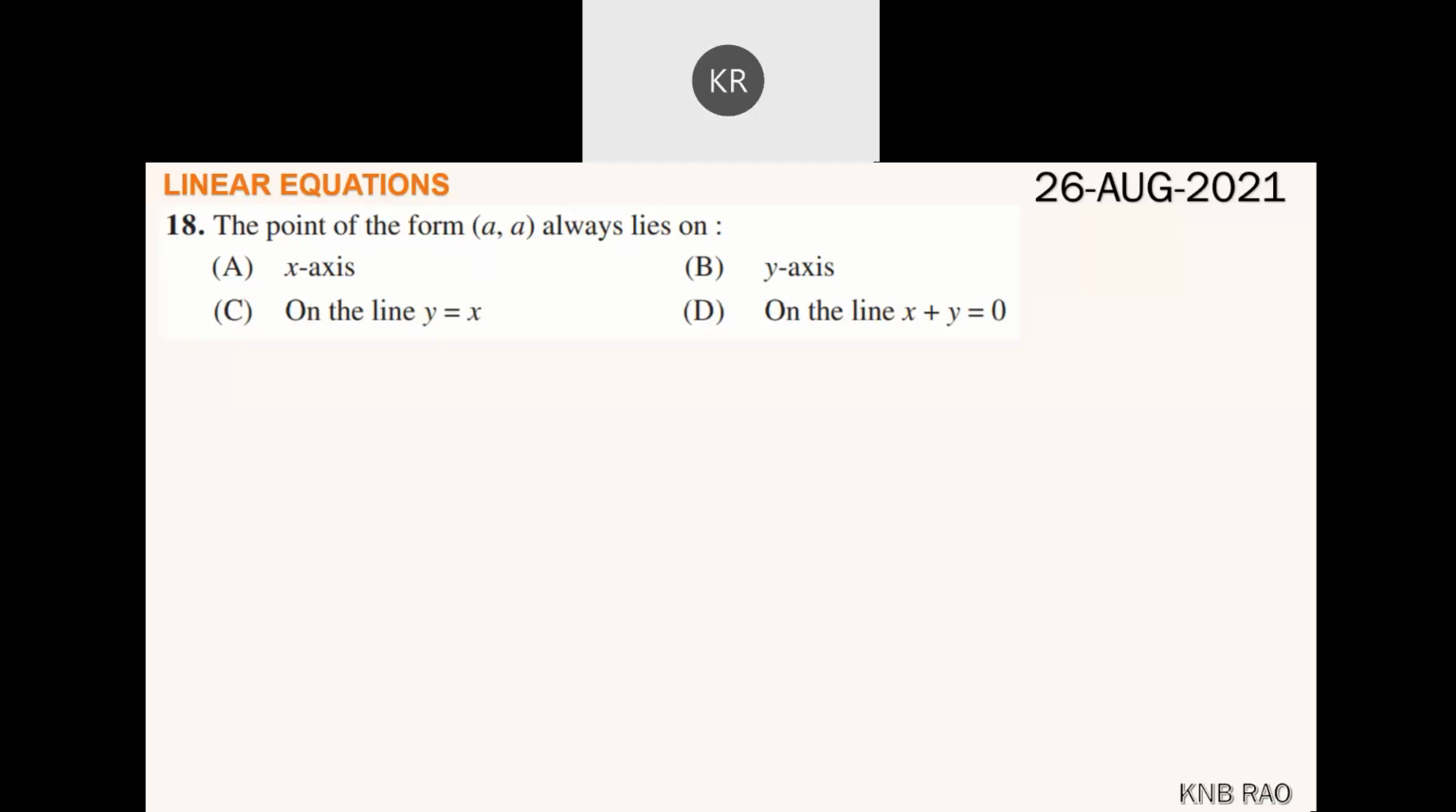The point of the form (a, a) lies on. Options are x-axis, y-axis, on the line y equals x, on the line x plus y equals 0. So in these four options, any one you have to choose: A, B, C, D. Okay, it's up to you.